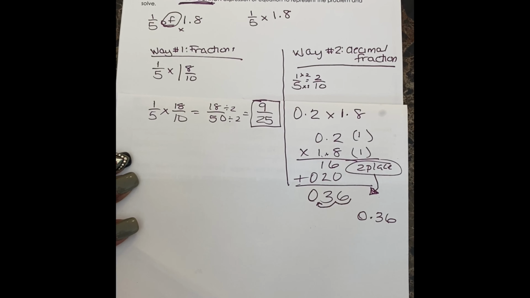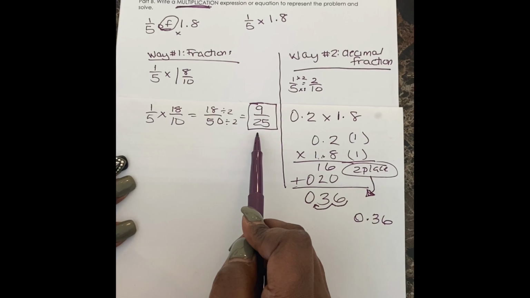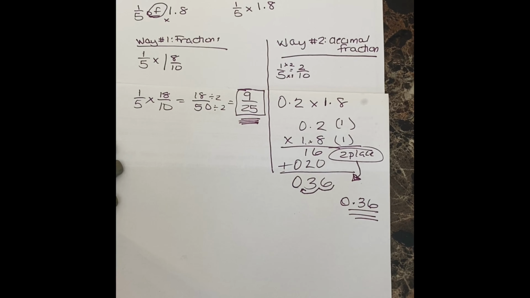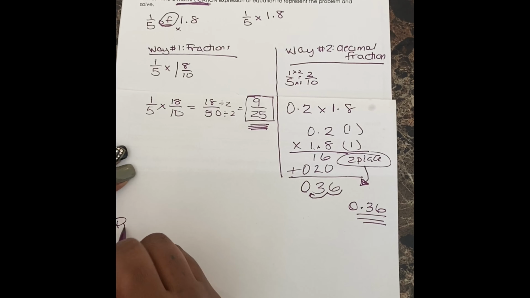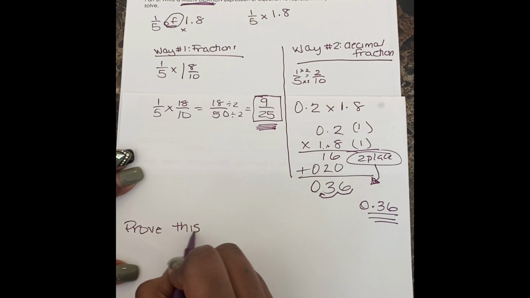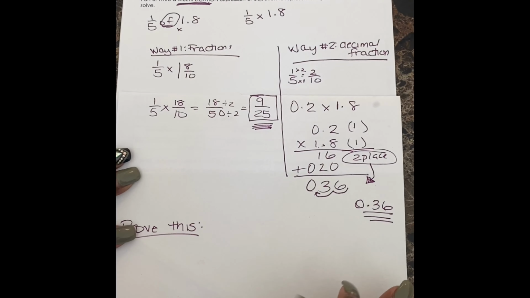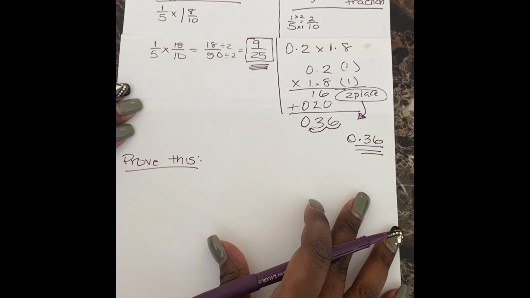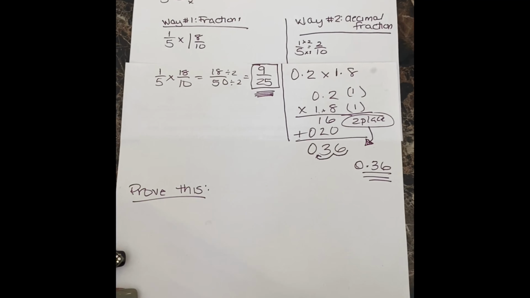So a lot of us may be wondering, is 9/25 equivalent to 36 hundredths? We are going to simply prove that. The problem did not ask us to prove, but we are going to prove it because we need to know that regardless if we're doing it fractions or decimal fractions, we're getting the same answer. So here we go, proving it.